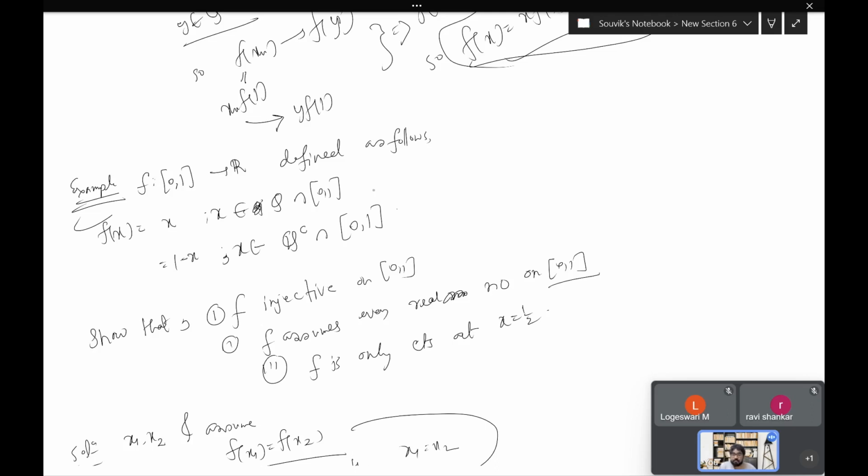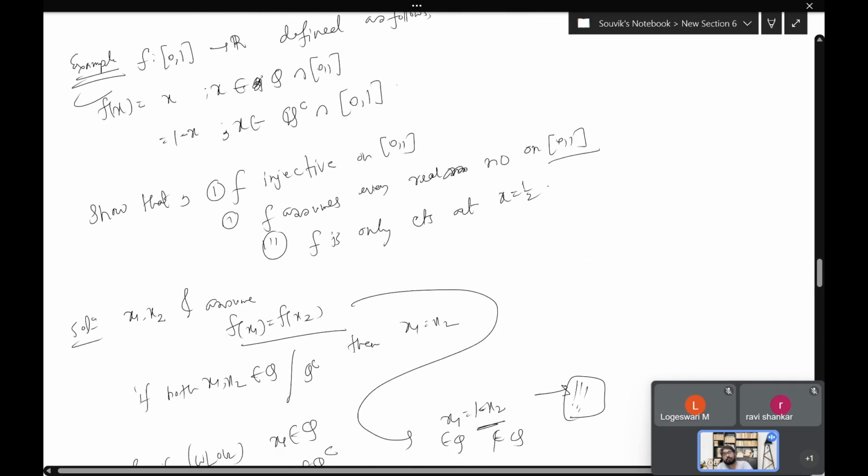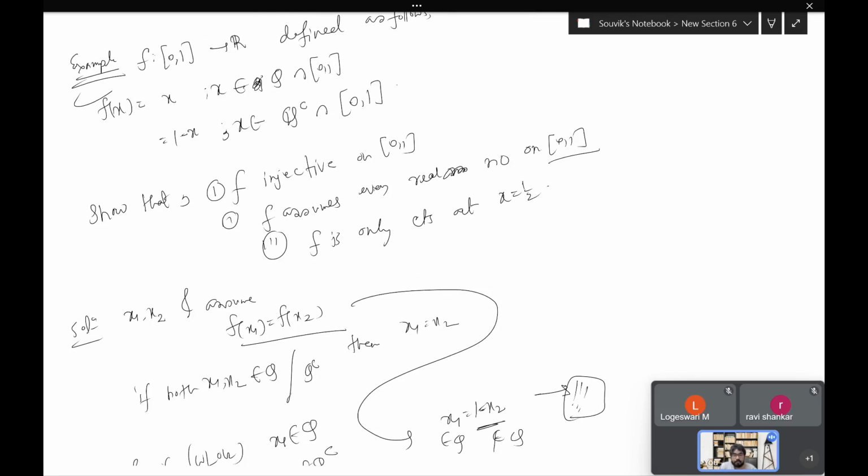First, we need to check if it's injective. Then we need to check that it assumes every real number between 0 and 1. Then we need to show that it's only continuous at x equal to half. So first you try the injectivity part and try to show that it assumes every real number between 0 and 1. Just do it now.